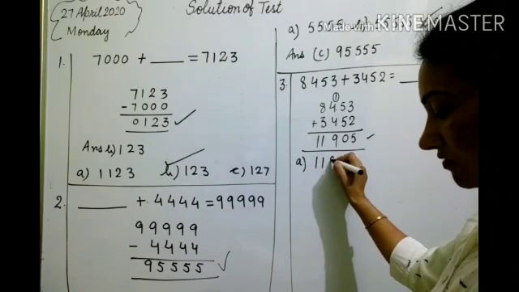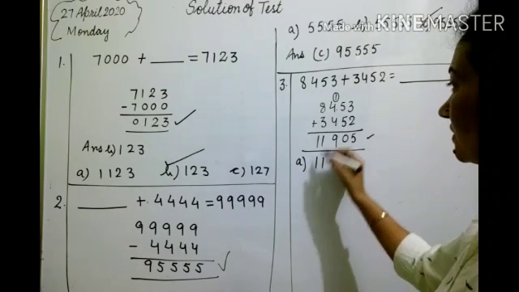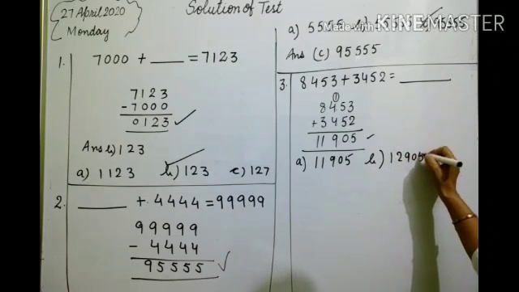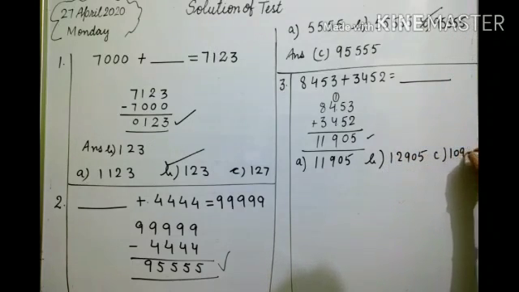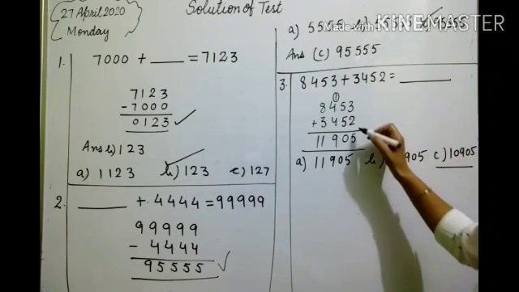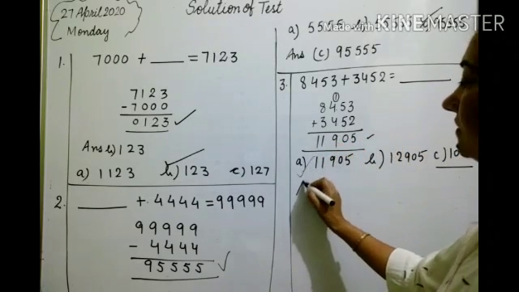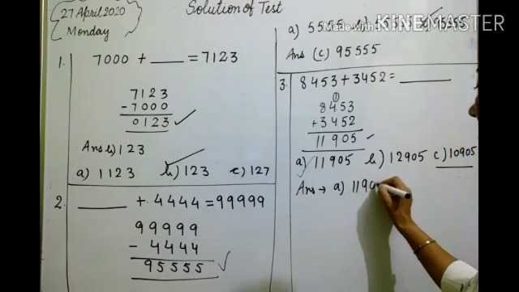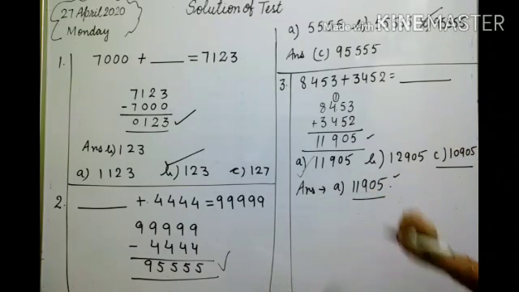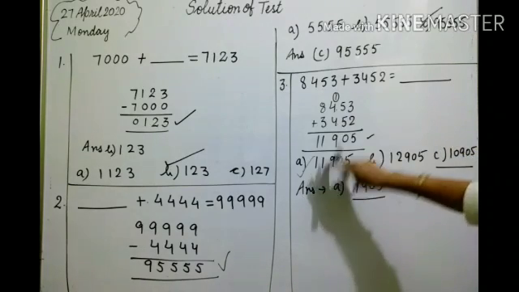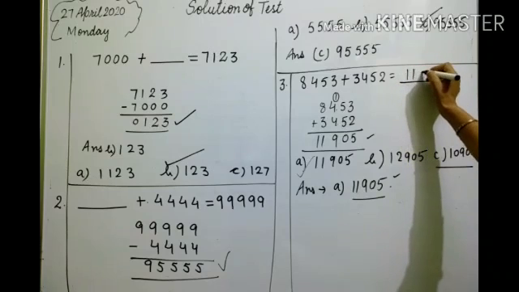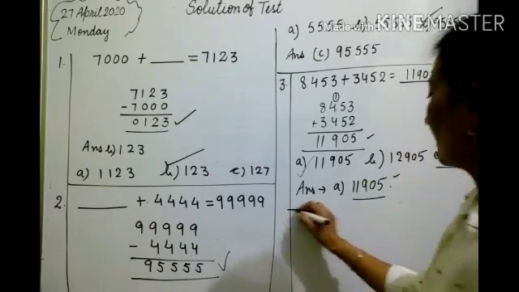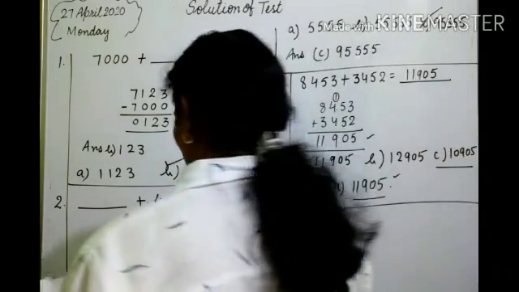Now we will see which option matches our answer. First option is 11,905, which is matching our answer. B option and C option. Option A matches our answer. So the answer is option A, 11,905. You can write the answer here, you can write the answer here also. It is your choice. Let's take question number 4.